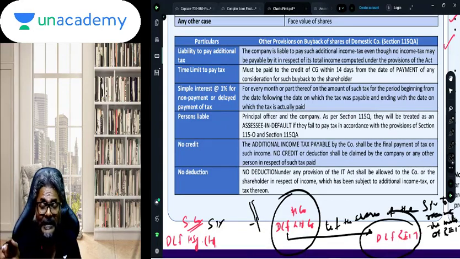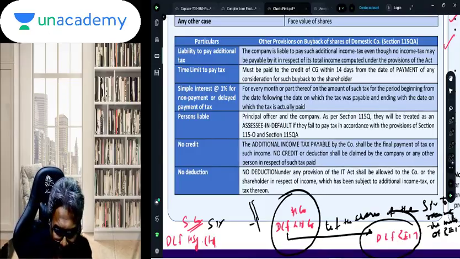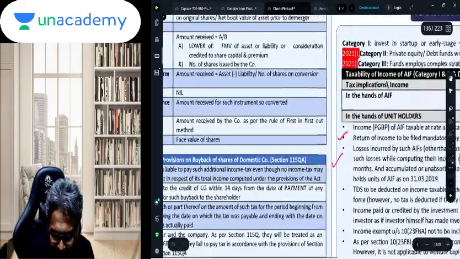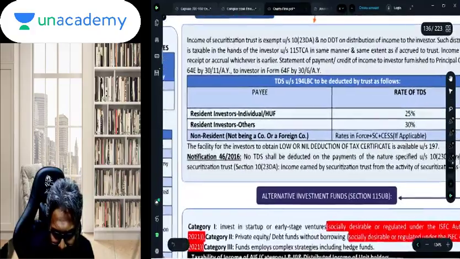From that day the month calculation will be done, and accordingly, students, in this case the rate of interest that will be charged on the delay in the payment of the buyback tax to the government would be at the rate of 1% per month or part thereof. 1% per month or part thereof, students, is the kind of the rate of interest that would be applied. Just keep that in mind.